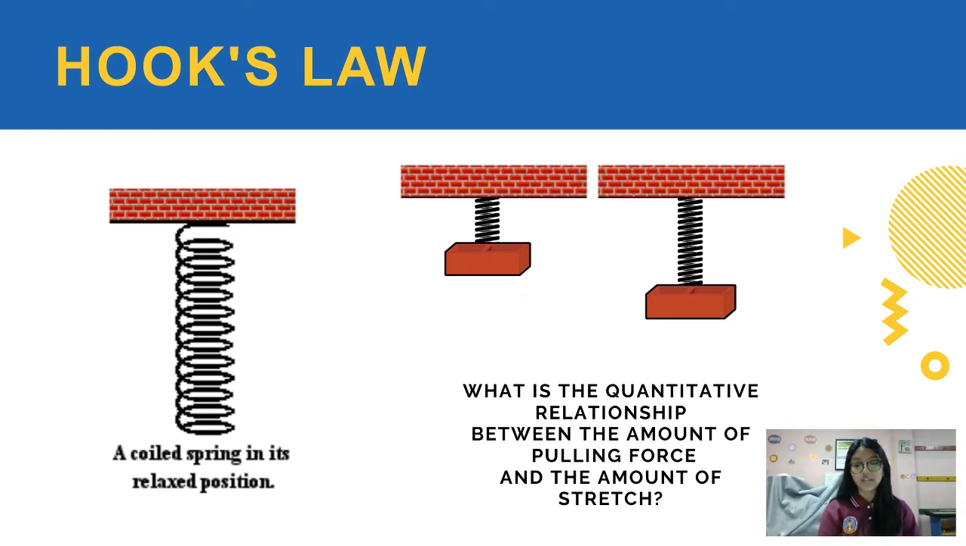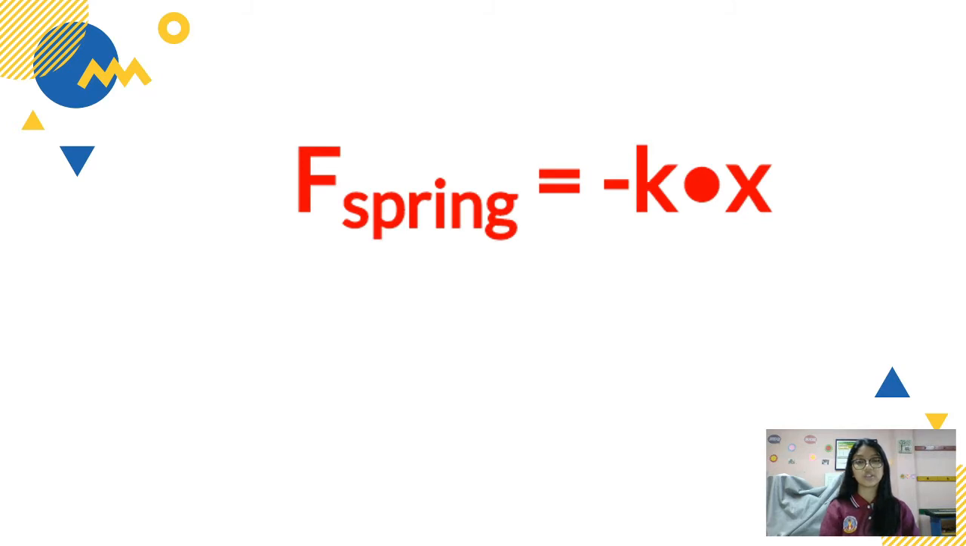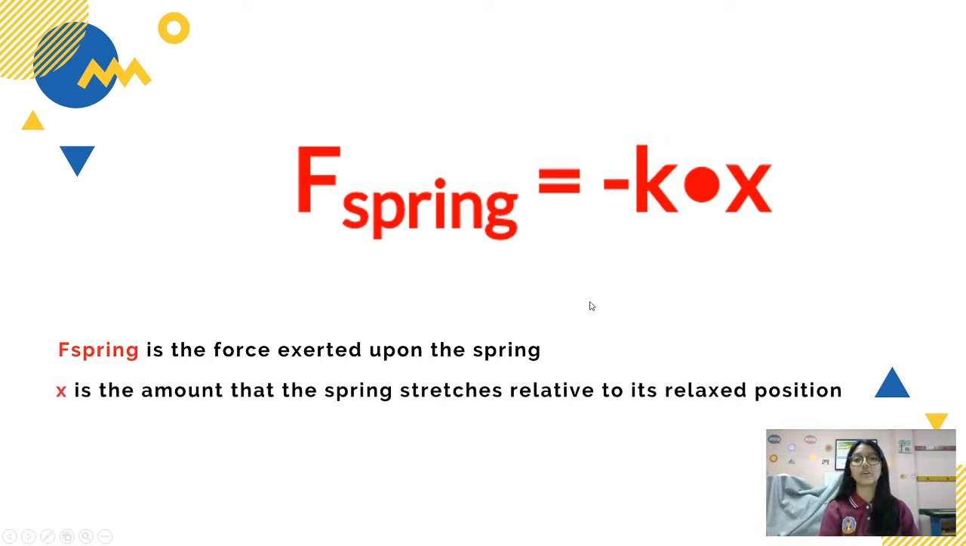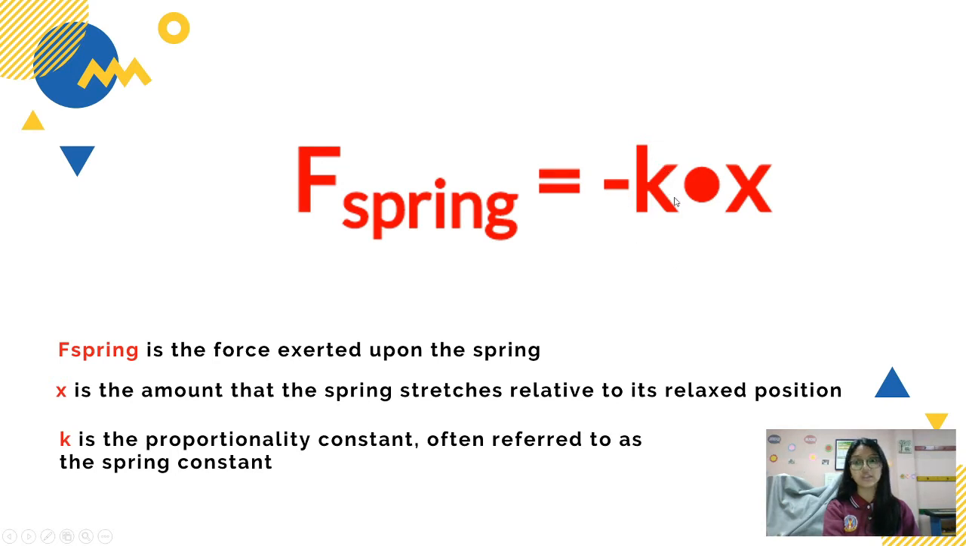This quantitative relationship between the force and the stretch we can find in our textbook in an equation: F spring equals minus k times x, where F spring is the force exerted upon the spring, x is the amount that the spring stretches relative to its relaxed position, and k is the proportionality constant, often referred to as the spring constant.